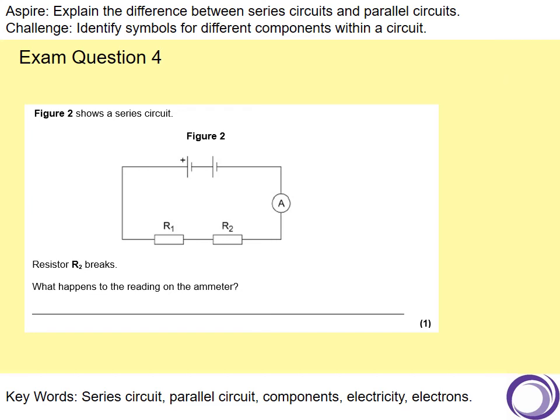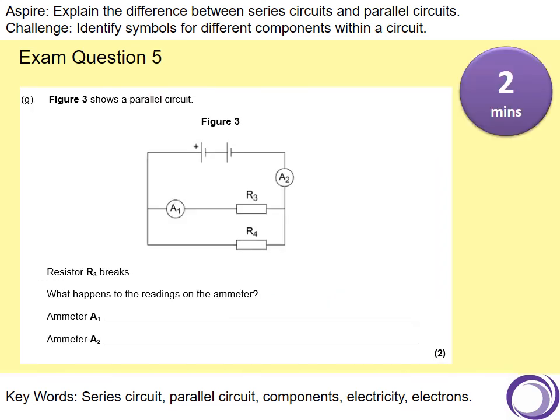Okay, and stop there then. So, as we can see, R2 breaks, therefore the reading on the ammeter will eventually decrease to zero. But the examiner is saying it reads zero on the mark scheme. That's because you've got two resistors similar to the bulbs that we saw earlier. If one bulb breaks, then the other one also breaks. If a resistor breaks, then the current cannot flow around the loop of the circuit.